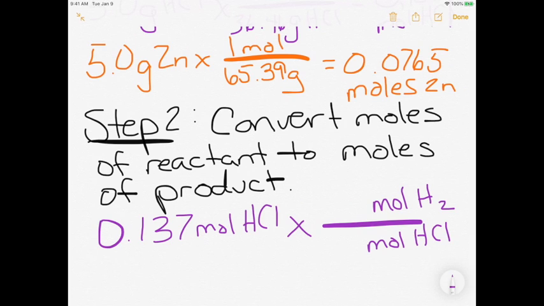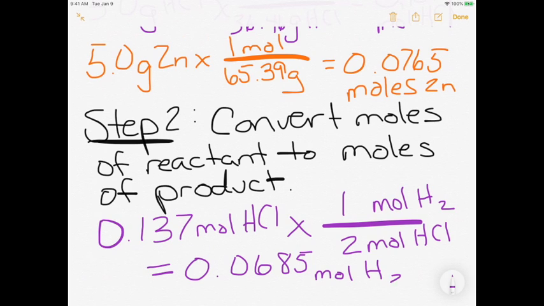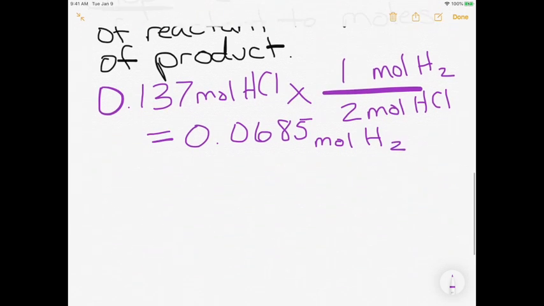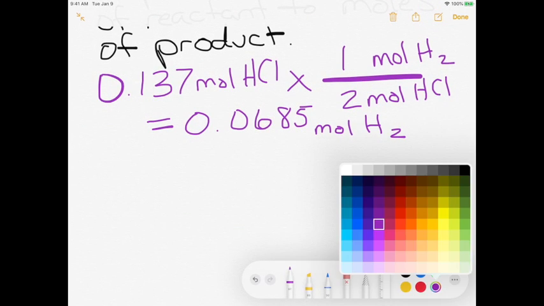And from our balanced equation, we have 1 mole of hydrogen gas is equal to 2 moles of hydrochloric acid. So that means that this value of 0.137 needs to be divided by 2. So we get 0.0685 moles of H2. So if we've done it now for hydrochloric acid, now we need to go ahead and do the same thing for zinc.